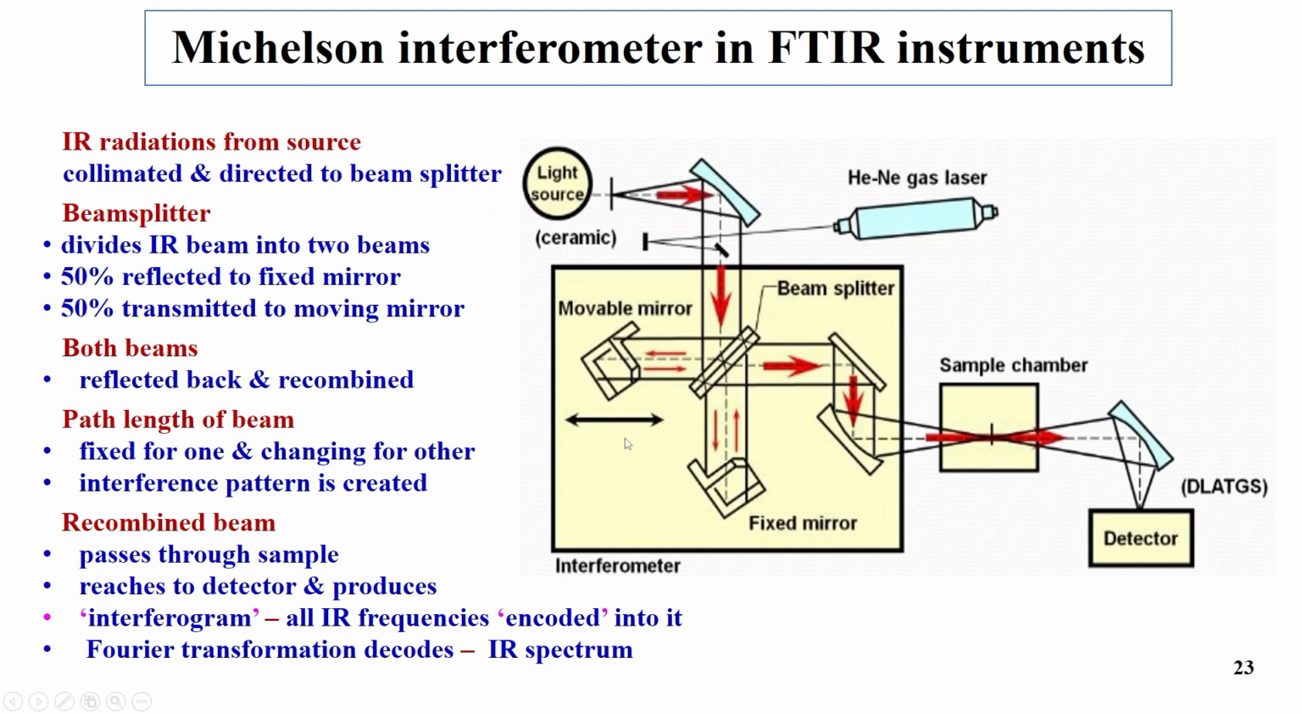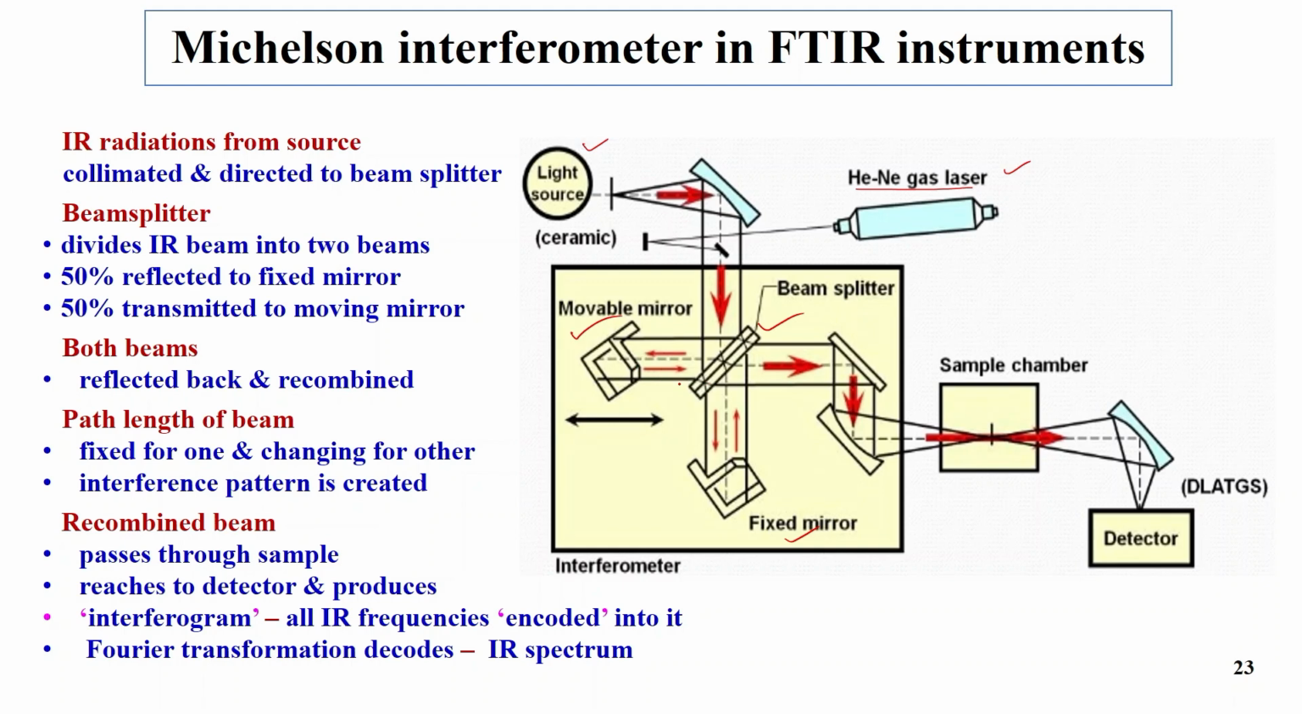So this is the Michelson interferometer in an FTIR instrument. We have the light source, and a helium neon gas laser in the instrument. And this is the interferometer. Within it we have the fixed mirror, the beam splitter, and the movable mirror. This movable mirror creates the path differences.